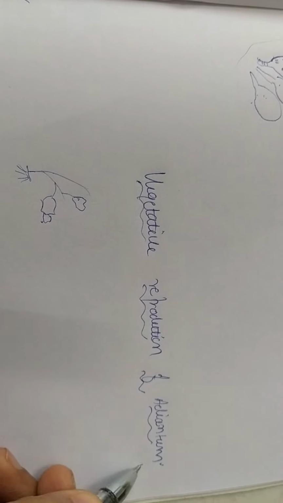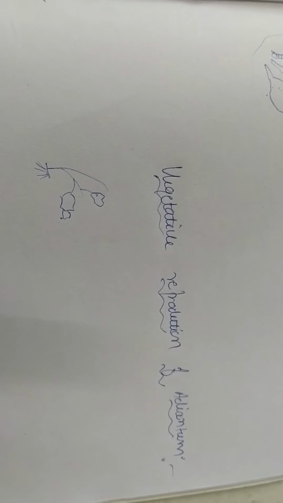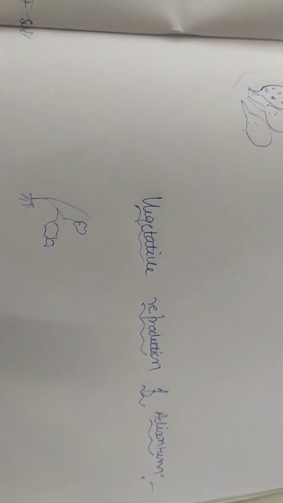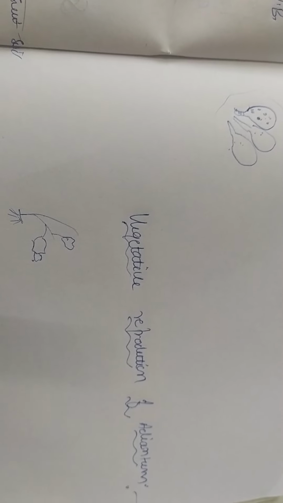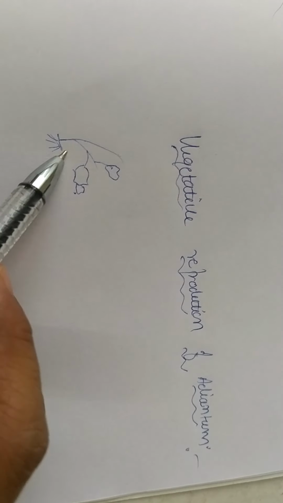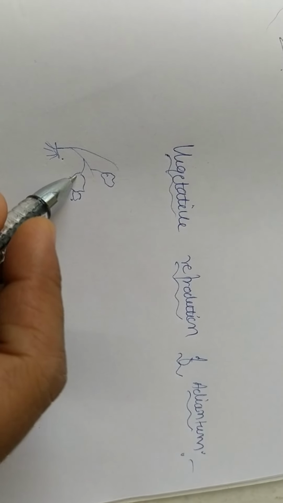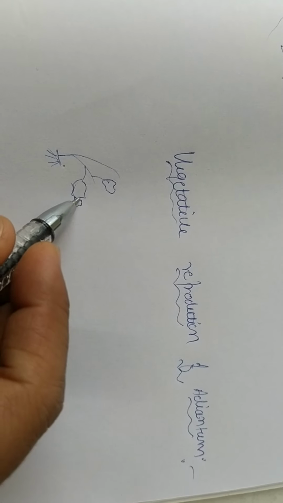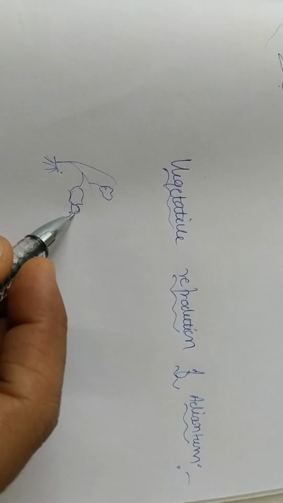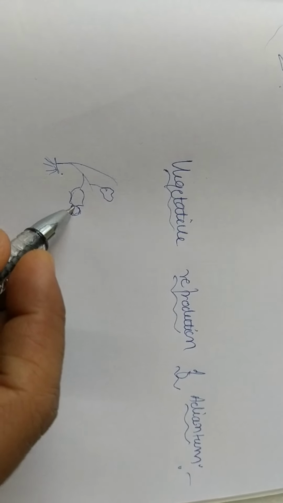We'll be speaking here about the vegetative reproduction in case of Adiantum. Vegetative reproduction takes place by the formation of adventitious buds. These adventitious buds develop at the leaf tip. So if you want to consider this as a plant, here we have these leaflets. On these leaflets, what arises is the adventitious buds at the tip.